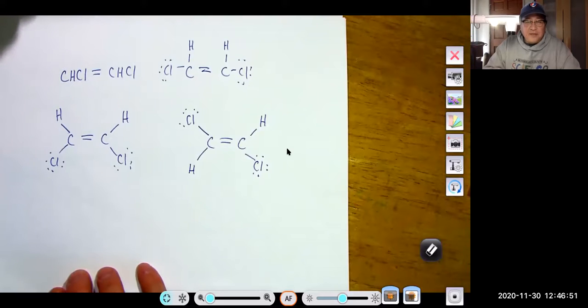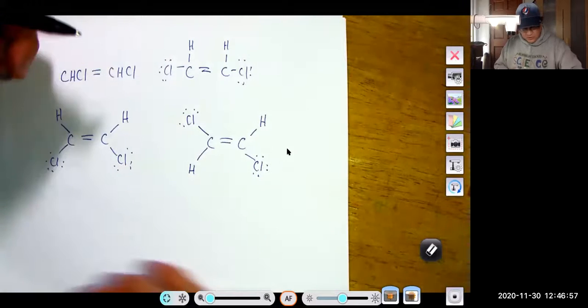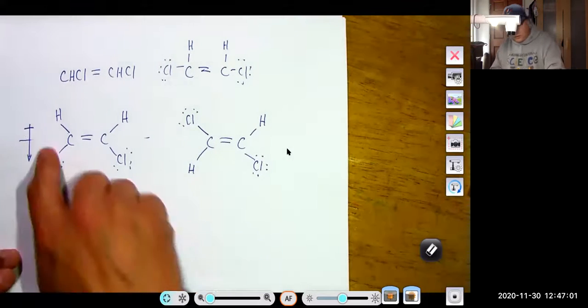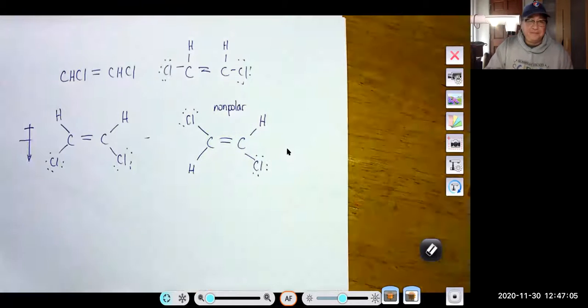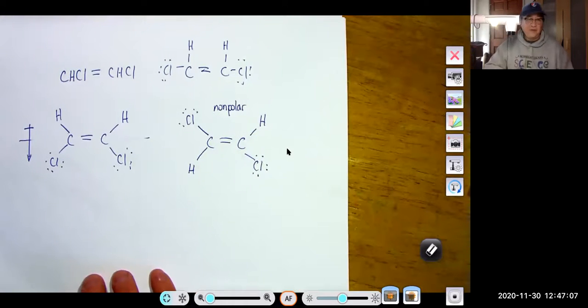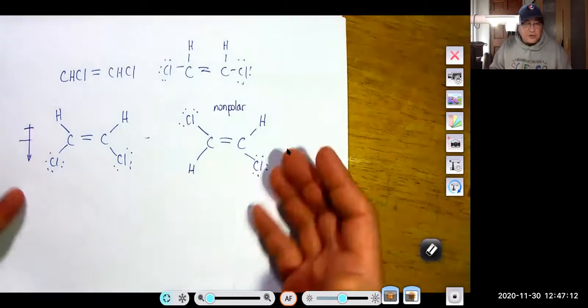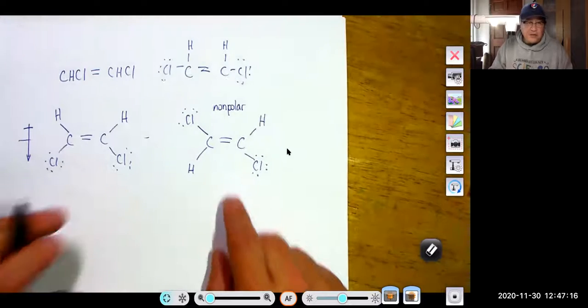So how do we pick something that's polar? We look for the most electronegative atom, that's chlorine, on one side of the molecule. And sure enough, this one is polar. This one's nonpolar. Okay, so these are different structures for the same Lewis structure, 3 different molecular structures.